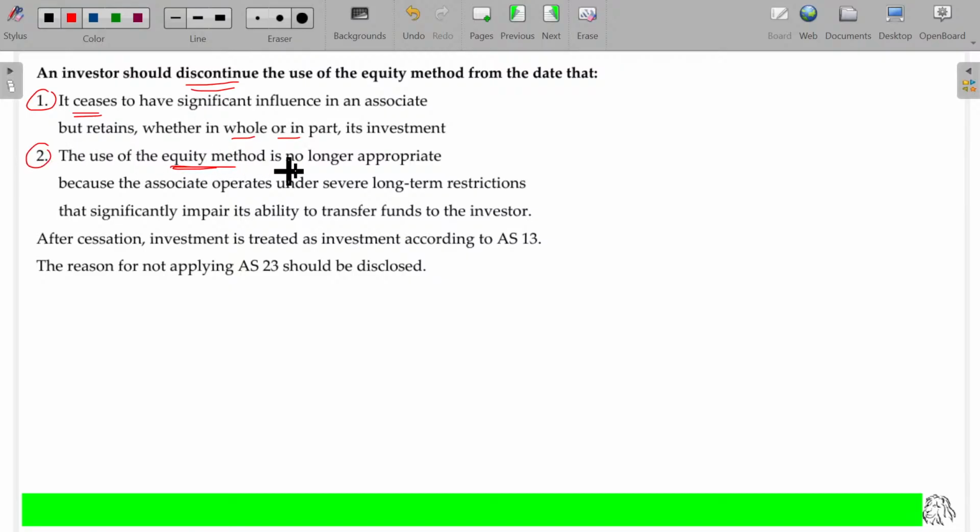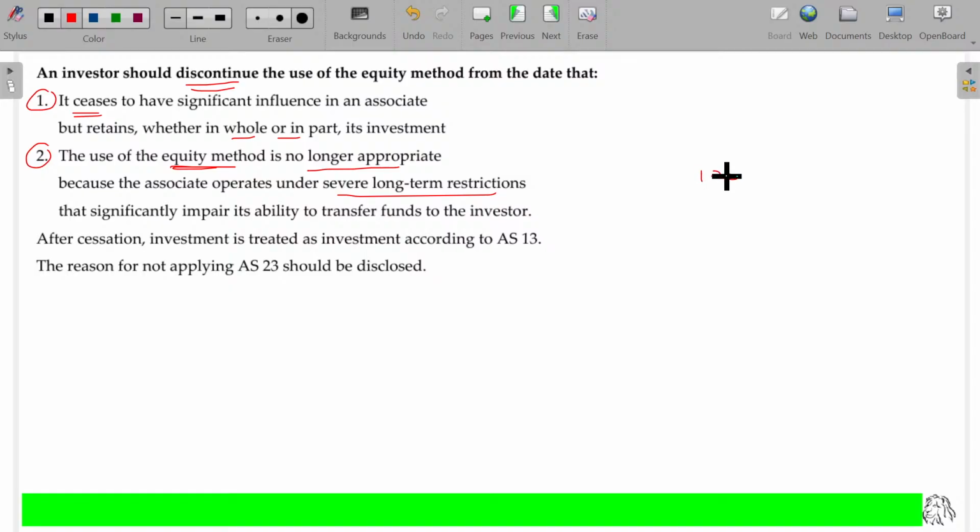Second, the use of equity method is no longer appropriate because of severe long-term restrictions to sell the shares. Though you have significant influence, you want to move out of that, but you cannot move out because of some constraint. Then also you can follow the simple AS number 13 rather than AS number 23. Is that okay? Now what happens?